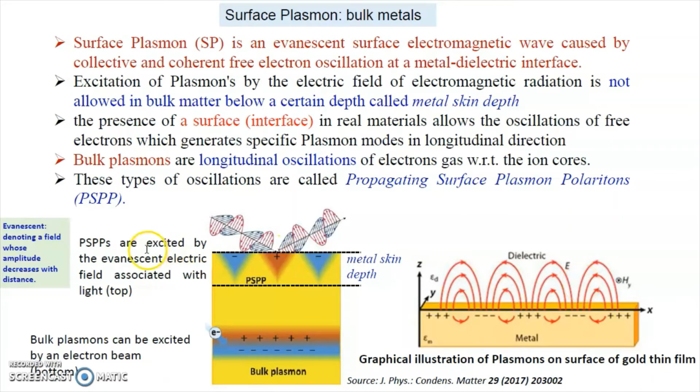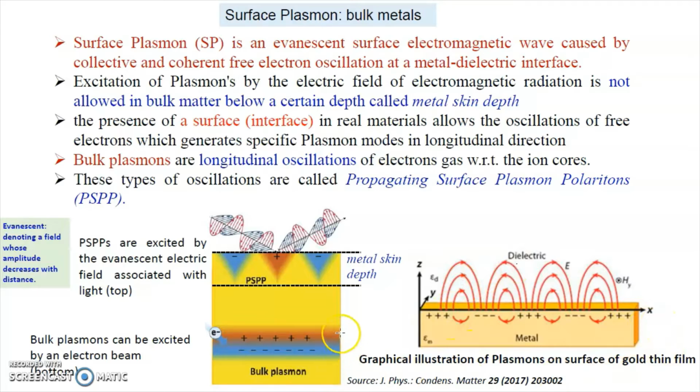So these PSPPs, that is propagating surface plasmon polaritons, are nothing but the collective oscillations of electrons, and that is induced by the electric field which is associated with the light. So that is shown here and here.